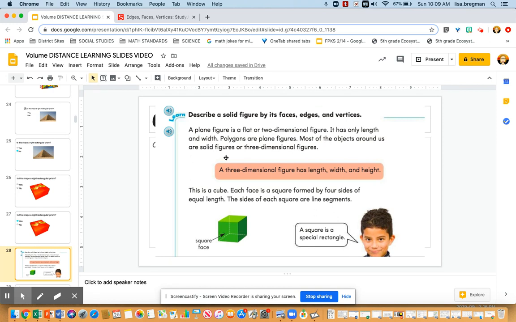But most of the objects around us are 3D figures, or three-dimensional figures. A three-dimensional figure has length, width, and height. Copy that down. A three-dimensional figure has length, width, and height. This is a cube. Each face is a square formed by four sides of equal length. The sides of each square are line segments. So these are faces. So these are all faces.